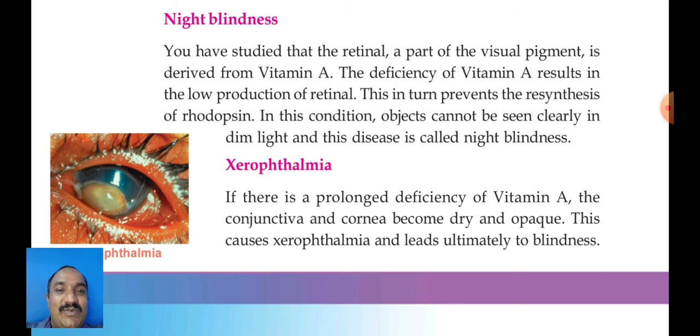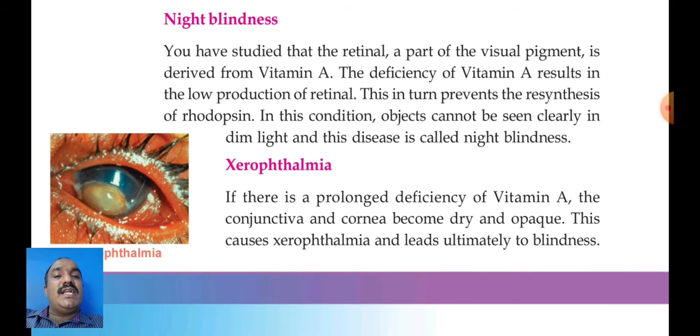One disease or disorder is night blindness. From the name itself, we can understand it. It doesn't mean he will be blind in the night. No. In dim light, that person will be unable to see. So, night blindness is a condition where the person will be unable to see in dim light. Not only in the night, in dim light, he will be unable to see clearly.